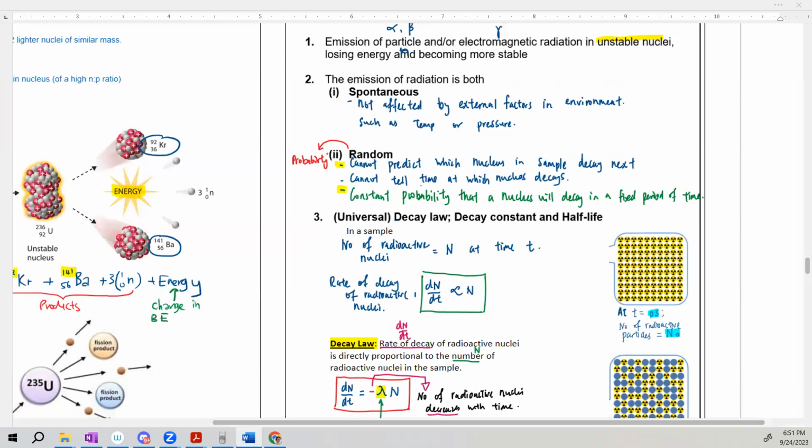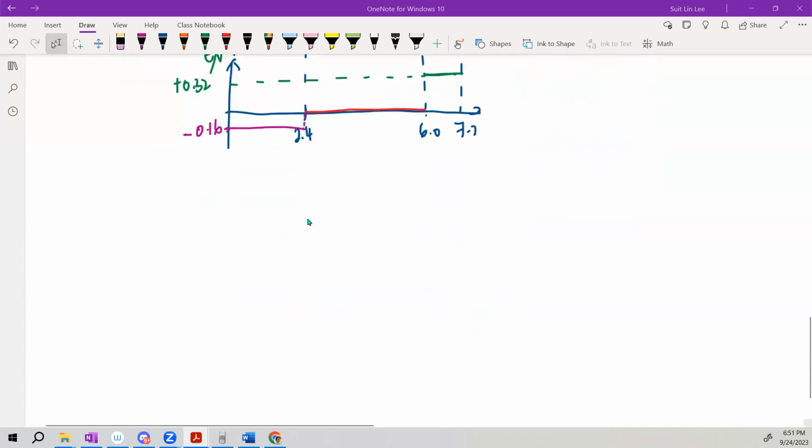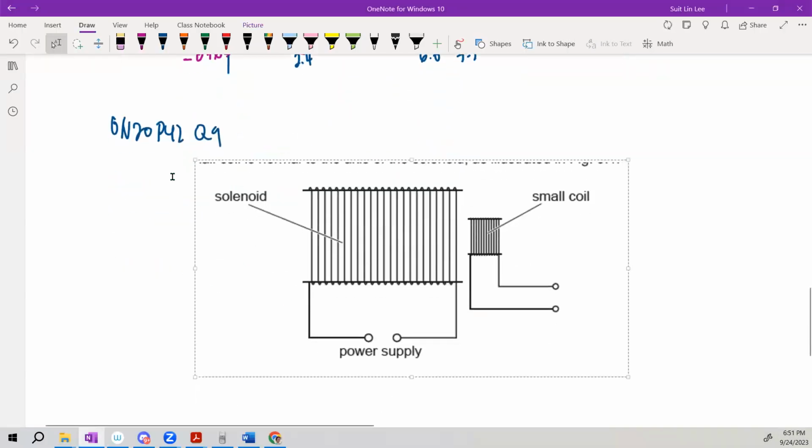Okay, one last one. Question. So I think for the question in 20 P42 question 9, we're going to focus on the graph sketching. So let me show you the scenario.